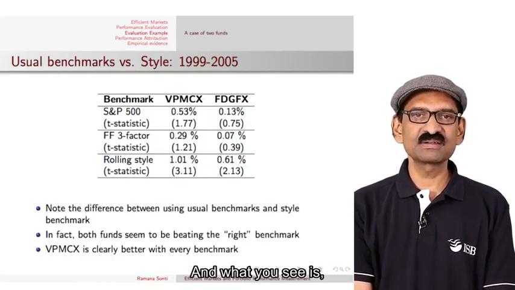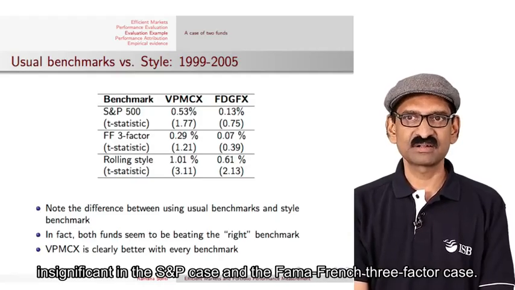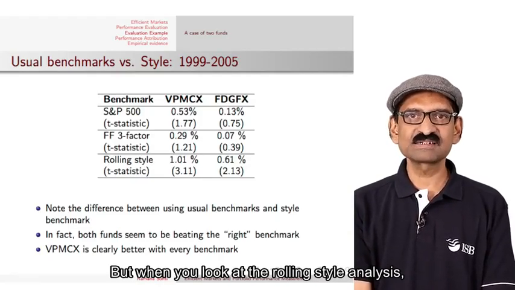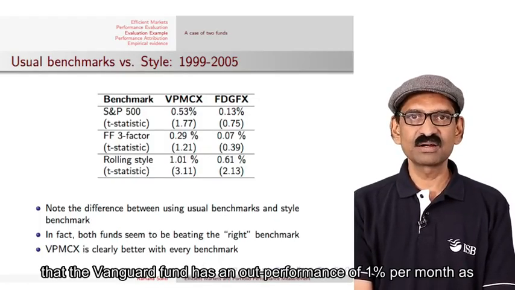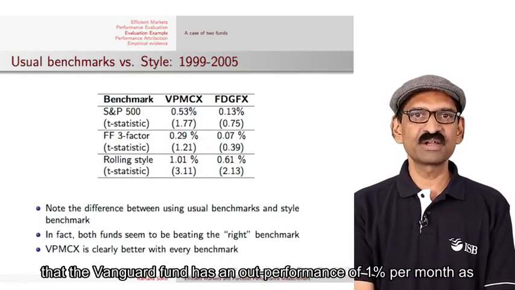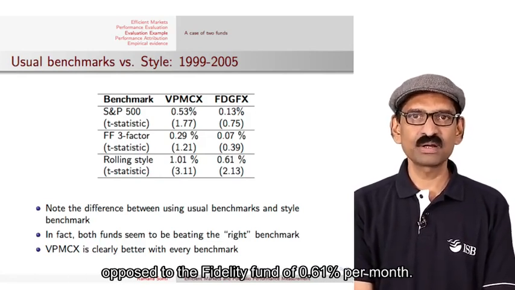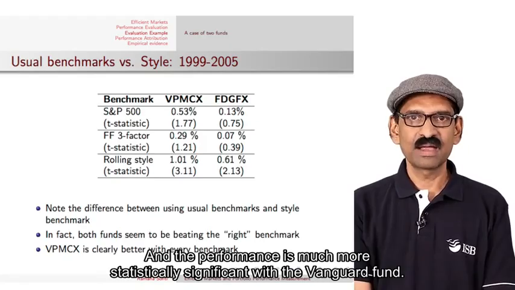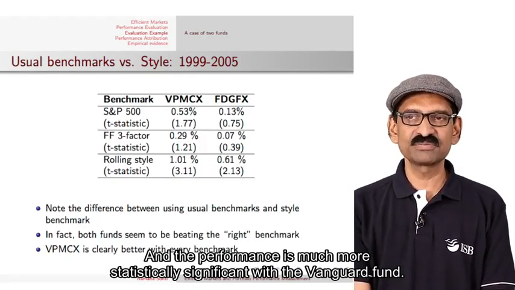And what you see is the results are practically statistically insignificant in the S&P case and the Fama-French 3 factor case. But when you look at the rolling style analysis, of course, the Vanguard fund has an outperformance of 1% per month as opposed to the Fidelity fund's 0.61% per month. And the performance is much more statistically significant with the Vanguard fund.